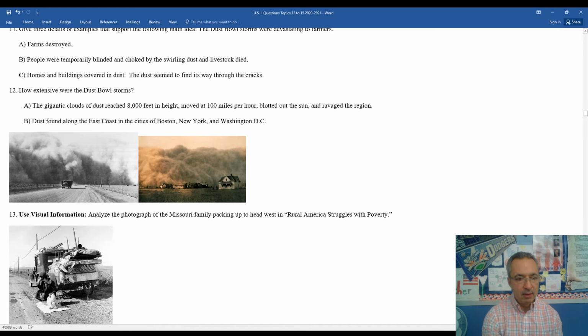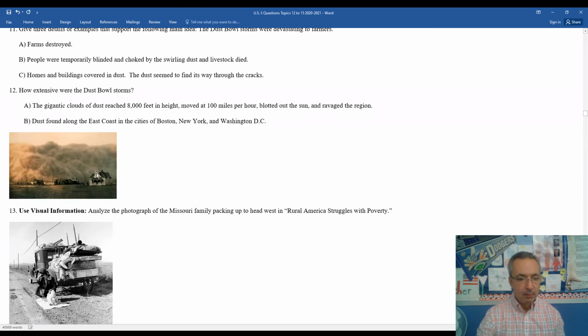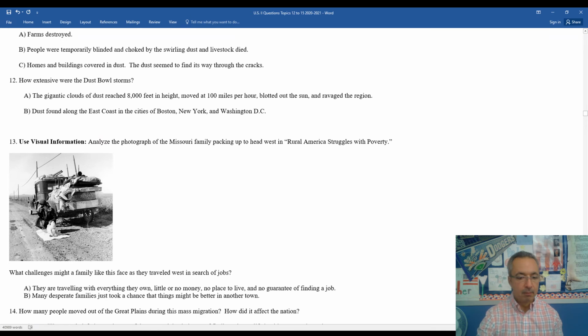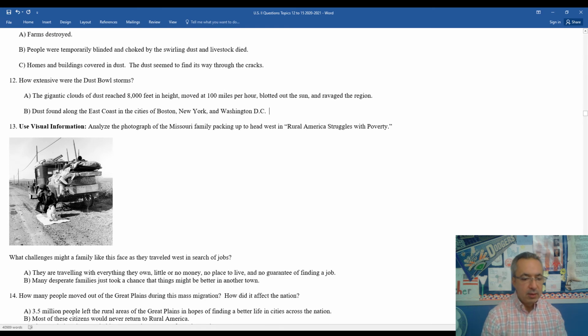Next, we're going to look at a photograph here. We're going to analyze the photograph of the Missouri family picking up to head west in a period of time where much of rural America was struggling. You can see here, what challenges might a family like this face as they traveled west in search of jobs? They are traveling with basically everything they own. It even looks like mattresses and things like that, all stuffed in the back of their truck. Little or no money, no place to live, no guarantee of finding a job.